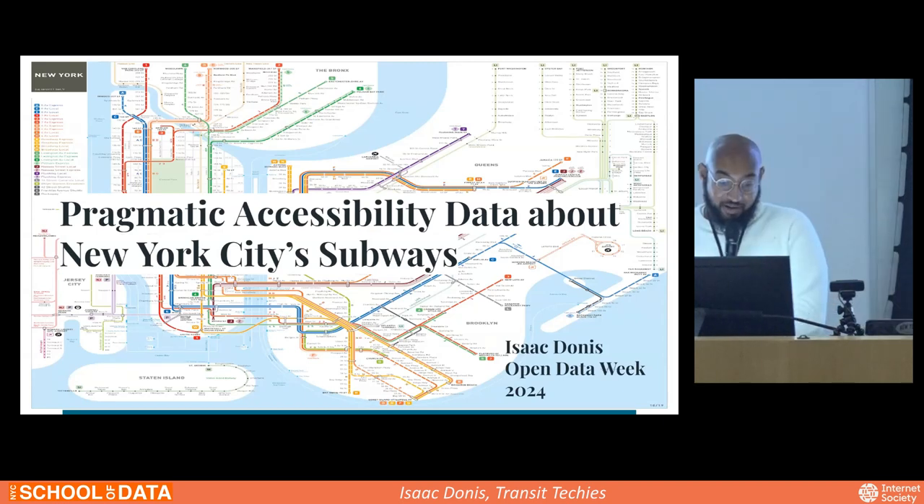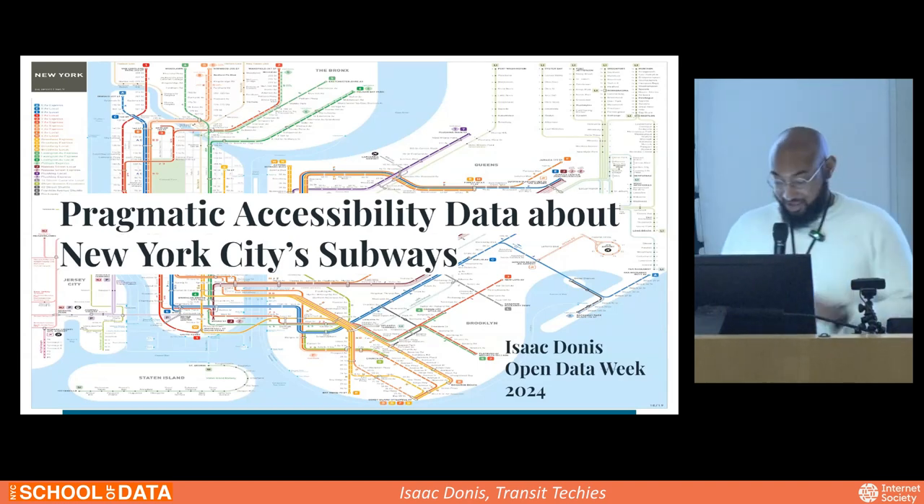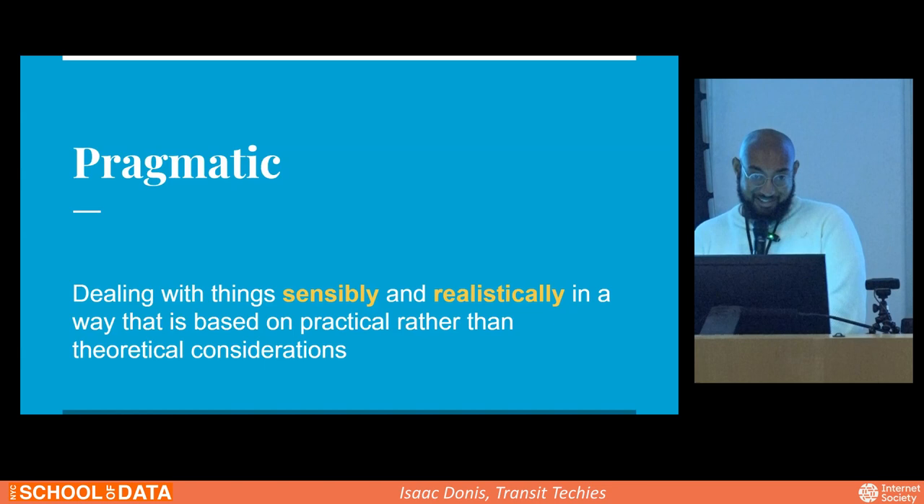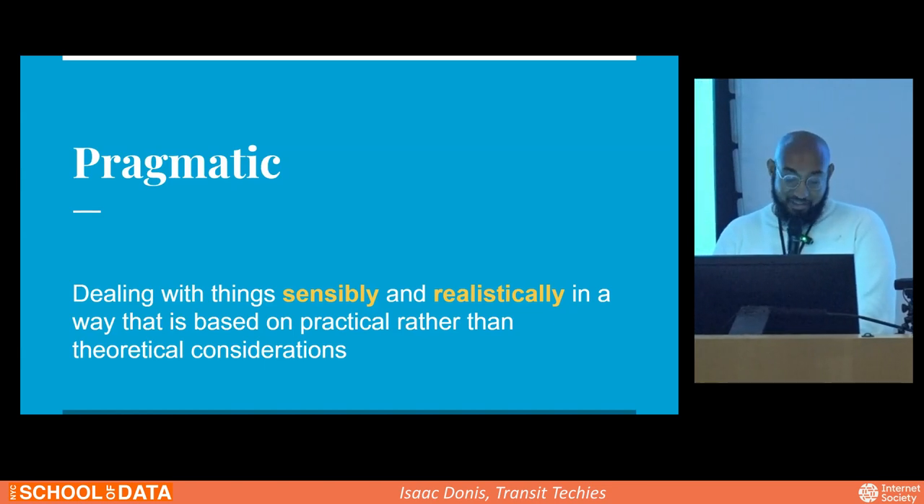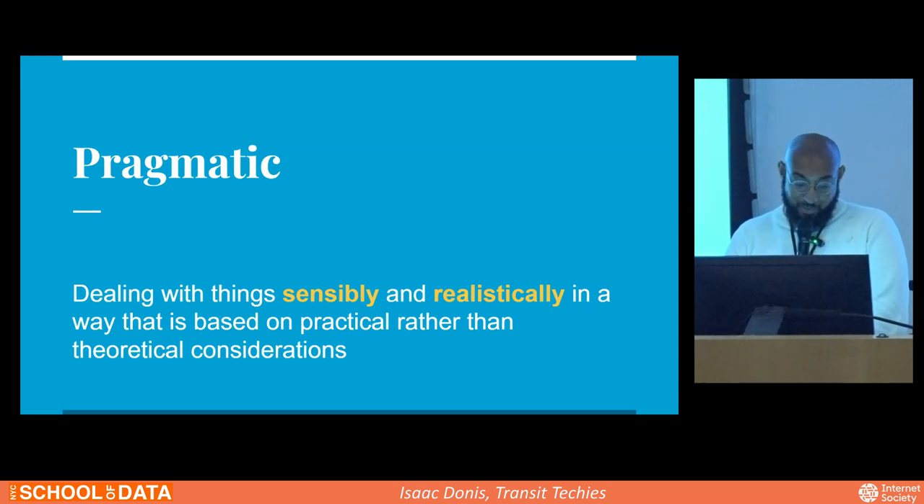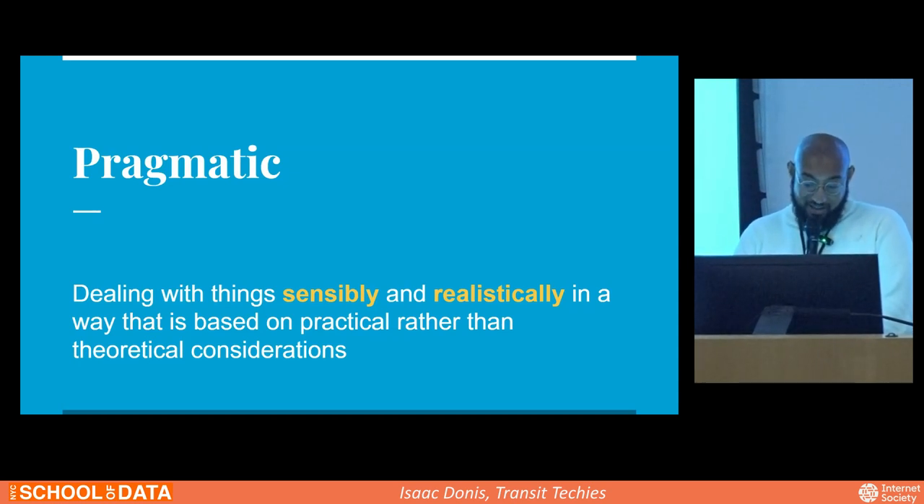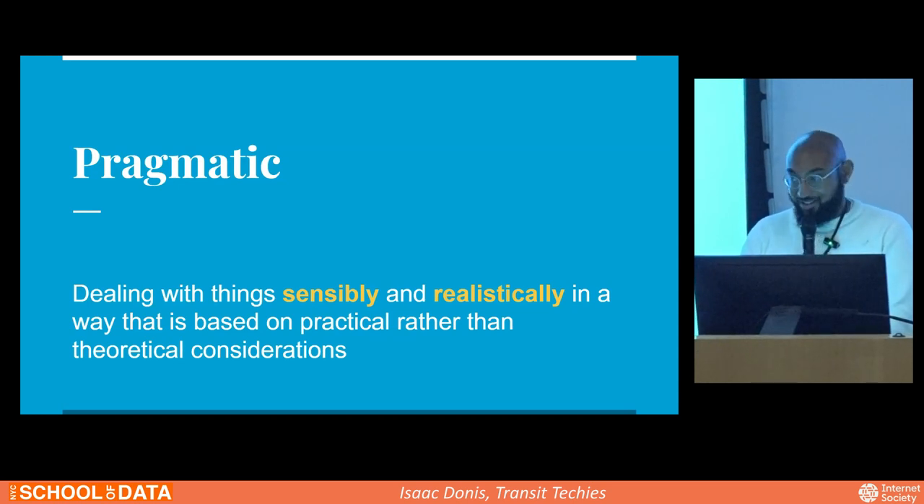So this talk is pragmatic accessibility data about New York City subways. And before we really get into it, I'd like to define pragmatic formally. That is dealing with things sensibly and realistically in a way that is based on practical rather than theoretical considerations. So just like Shannon's first talk, where lighting was not very pragmatic because a lot of the lighting around the city simply does not show up in the available data, we're going to talk about some pragmatic things about subway data as well.